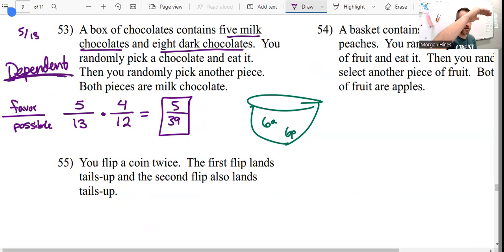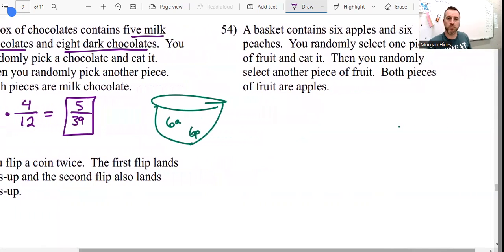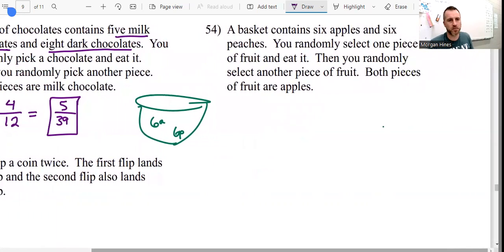Favorable things you're counting. So there's 5 milk chocolates. Those are my favorable options. And then if I get one, the next time there's 4. So there's 20 possible ways that I could choose those chocolates and be a happy person. And then possible ways, there's 13 chocolates total I can choose from. And then the next time there's one less, there's 12 because I ate one. So there's a whole realm of possibilities there. Fundamental counting principle, but you do it twice and now all of a sudden you have a probability.